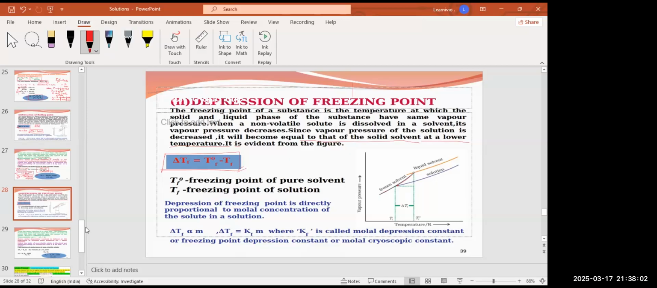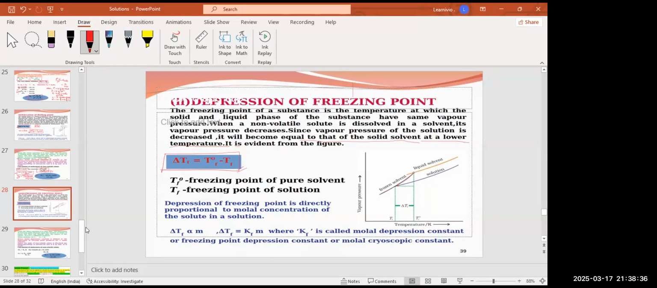Okay. So this formula is again very important. Just write it down. Written? Yes, ma'am. Yes, ma'am. Yeah.